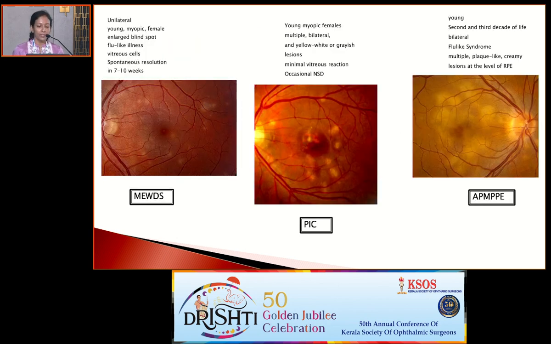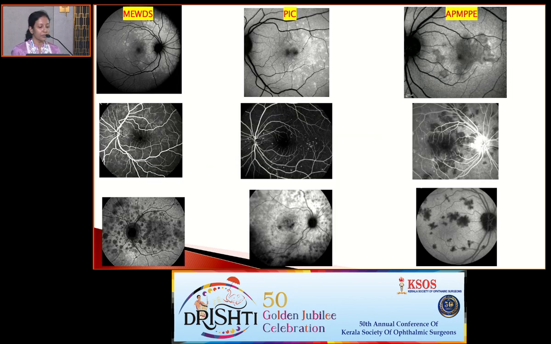So a few examples are MEWDS, punctate inner choroidopathy, and APMPPE. All these will show whitish lesions in the macula, whitish lesions in the retina. And the characteristic feature is on the ICG. On ICG, you can see multiple hypofluorescent lesions on the retina, which are the choroidal granulomas. And autofluorescence is another important investigation which helps you to identify the diagnosis.